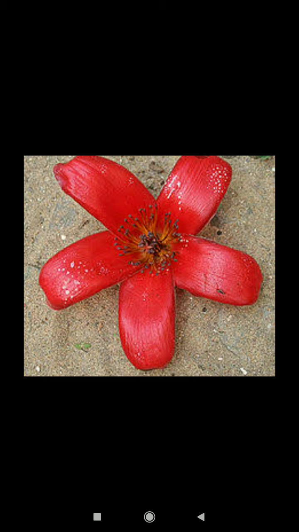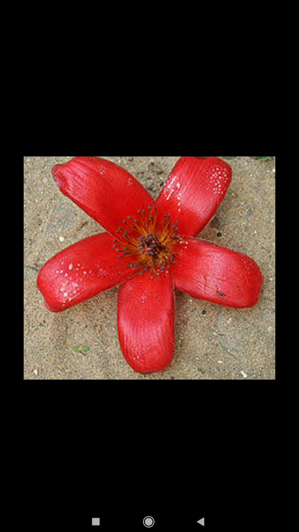And this is Bombax, which is an example of polyadelphous, meaning the filaments are united in several groups. Here you can see the filaments are united in several groups, and the upper anther part is free. So an example is Bombax. In Bombax we usually see the polyadelphous property of the androecium.